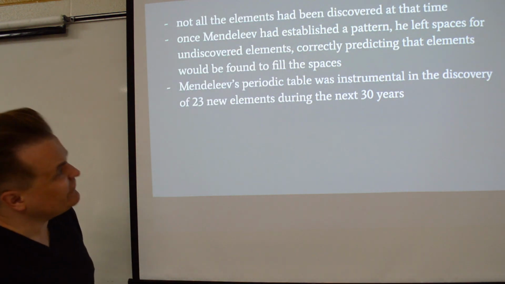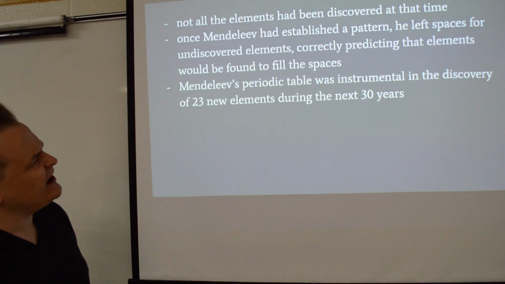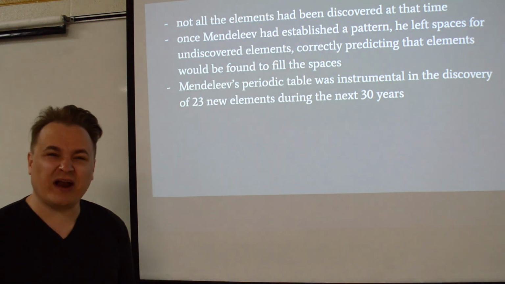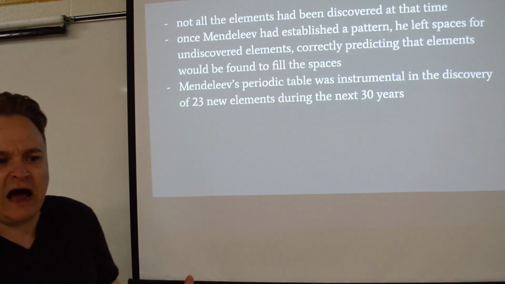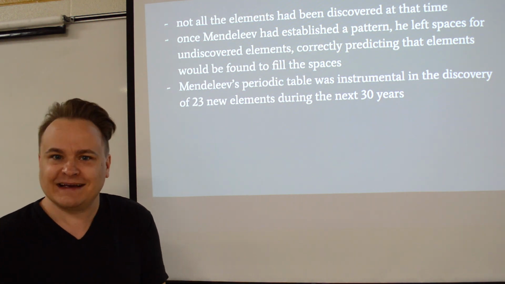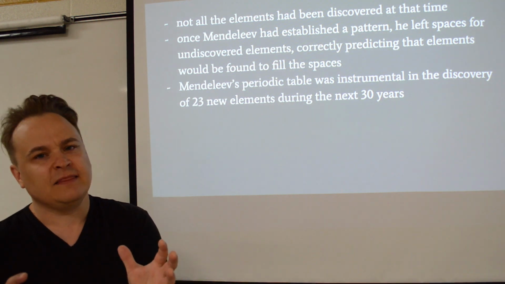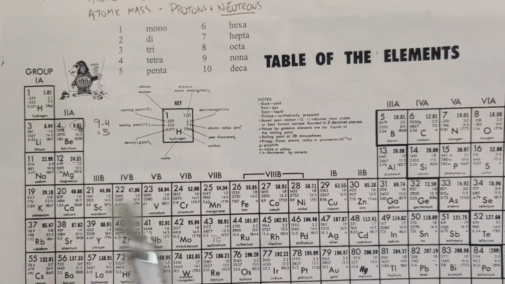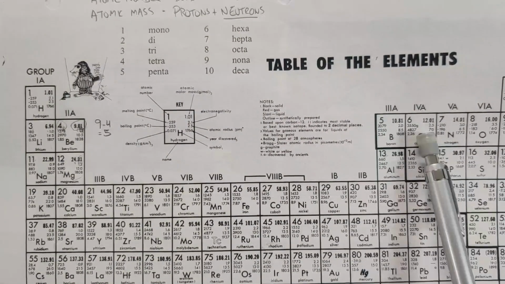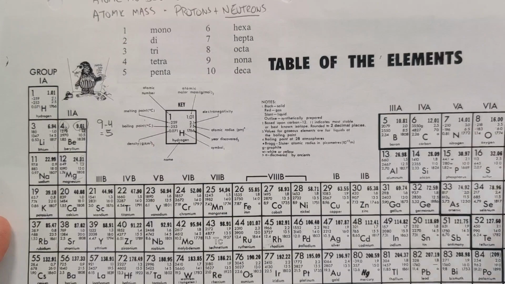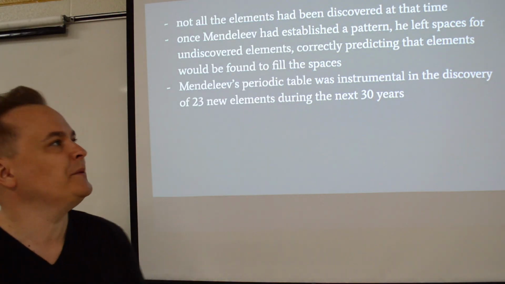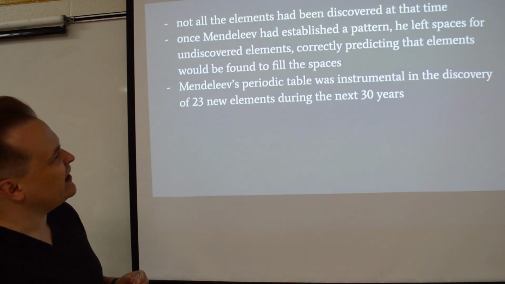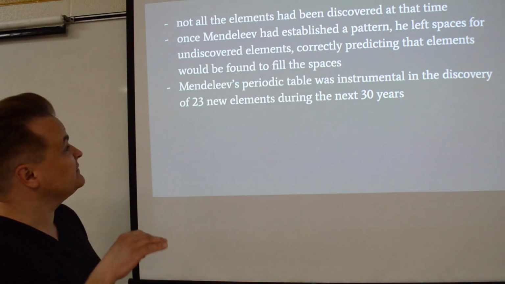Not all elements had been discovered at that time. Once Mendeleev had established a pattern, he left, this is so cool, he left spaces for undiscovered elements. How genius is that? How creative is that? How optimistic is that? I know that I don't know everything, but there are things in my theory that don't work out, so there must be elements we haven't discovered. So he would kind of get this far, and then the next thing might behave like this. So he would leave spaces in his table because he knew he would discover new elements later. He left spaces for undiscovered elements, correctly predicting that elements would be found to fill the spaces.